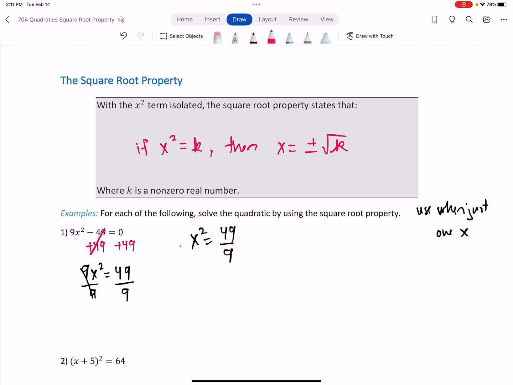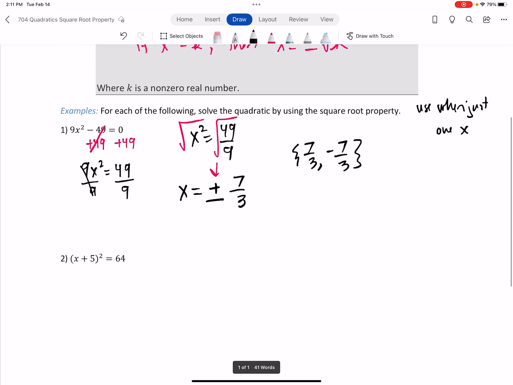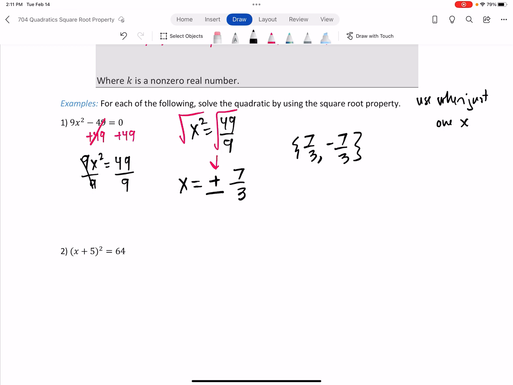Now I'm going to use the square root property. The square root property says take the square root of both sides, but when you do that, you get plus or minus. So the square root of 49 over 9 is 7/3. So this equation has two answers, 7/3 or negative 7/3. And notice that the plus or minus comes in as soon as you take that square root, not at the end, okay?